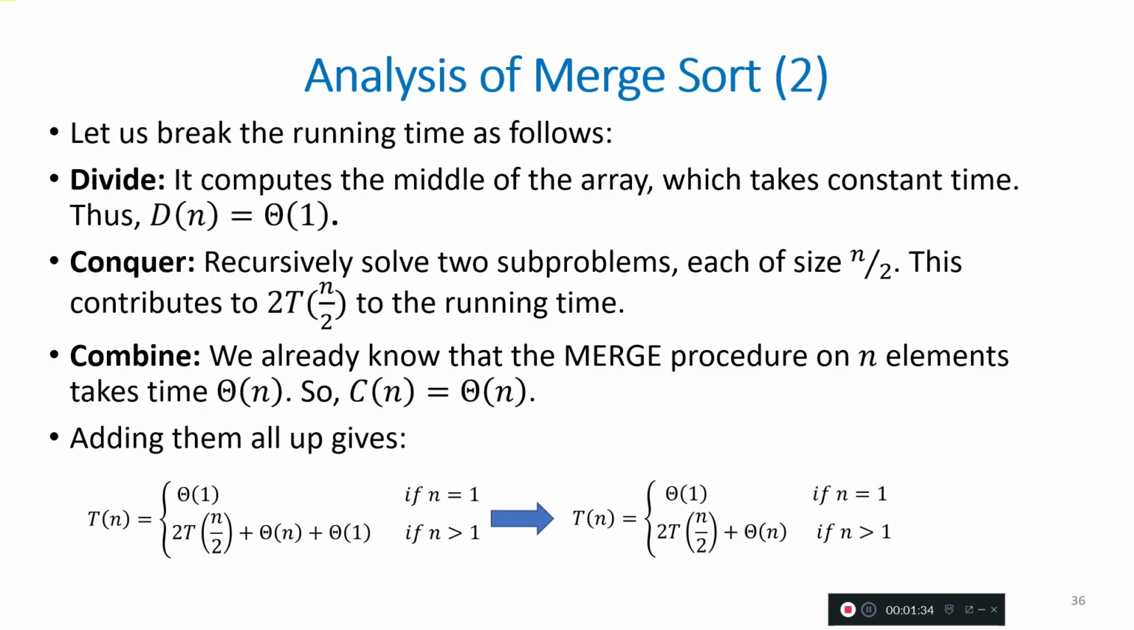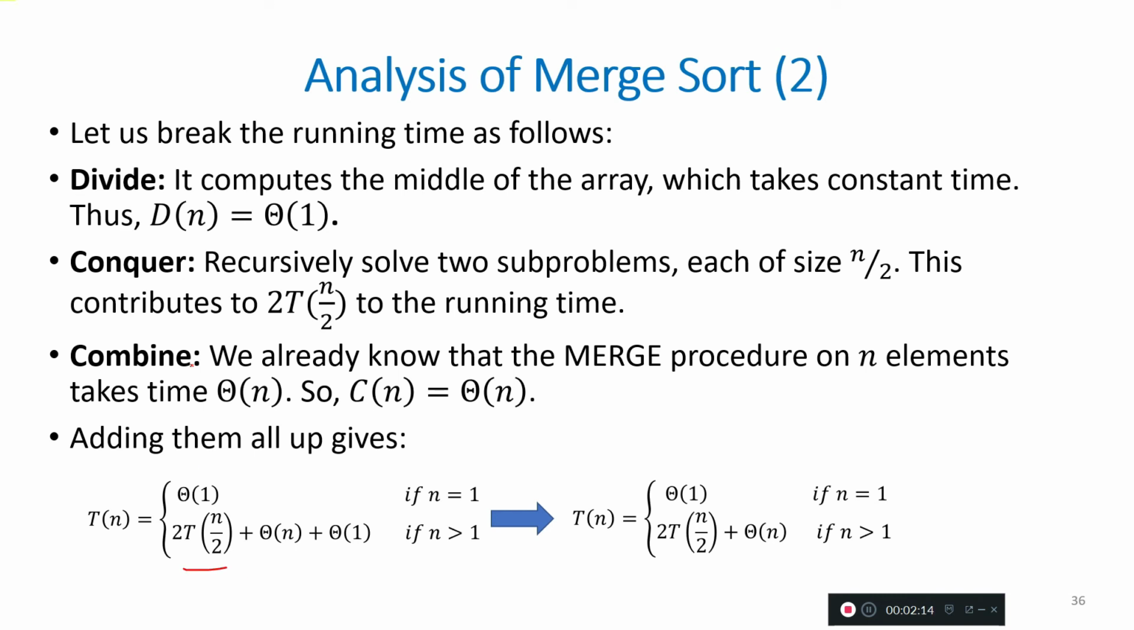Returning back to the worst case running time analysis for the merge sort, let us break down the recurrence equation into 3 parts. In the divide phase, D of n is actually the time taken to compute the middle point q. And therefore, since it is just the sum of 2 numbers divided by 2, it takes constant time theta 1. The next phase, which is a conquer phase, actually recursively solves each subproblem of size n divided by 2. And this actually contributes to the term 2T of n divided by 2, which is seen over here.